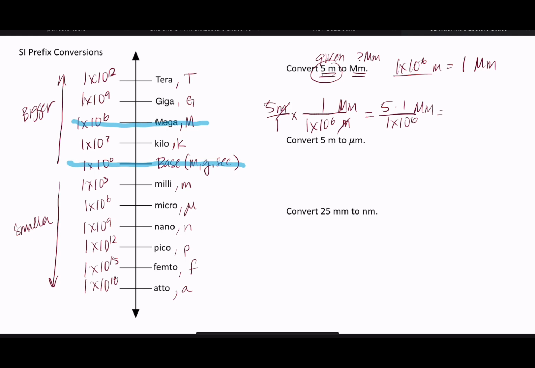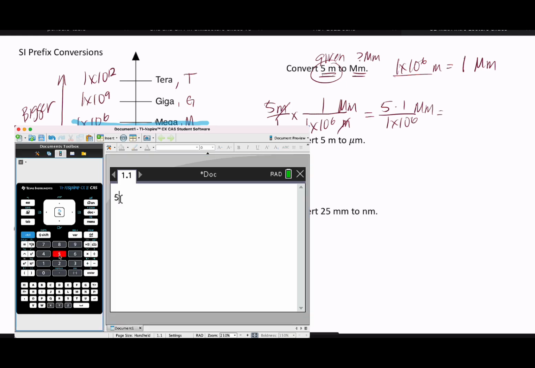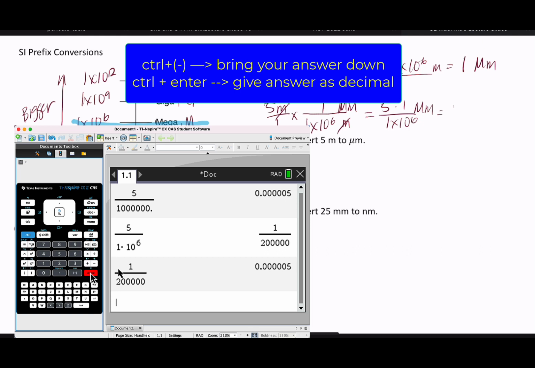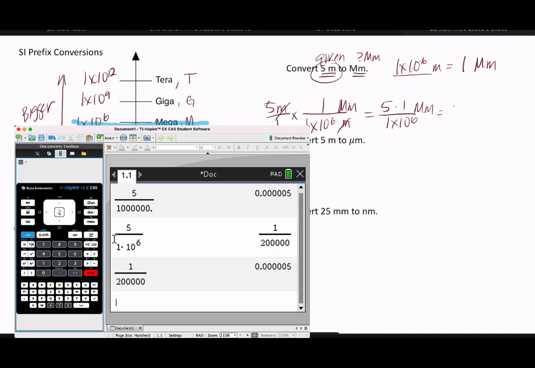But really, if you don't remember off the top of your head, you can type it into your calculator, and that would be okay. So entering this into your calculator, you'd start by typing in 5 divided by 1e6, where 1e6 means 1 times 10 to the 6th. Alternatively, you can type in 5 divided by 1 times 10 to the 6th, like the literal version. It'll give you a fraction, but you can take control and the minus, control negative, and that's going to bring your answer back down, and control enter will go ahead and give you the decimal answer. And those are your options for typing this into your calculator.